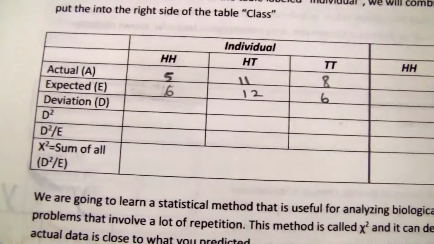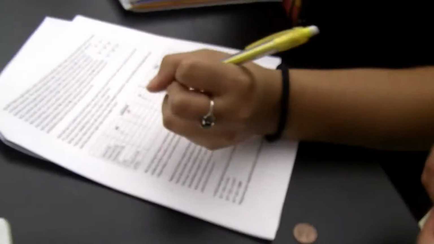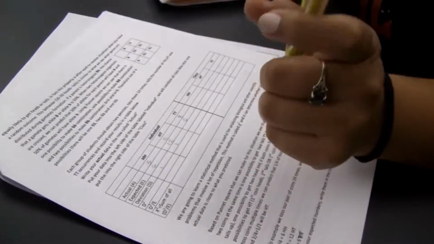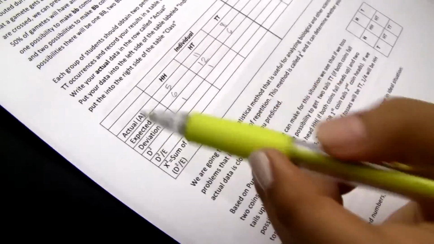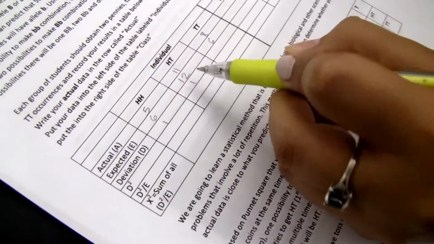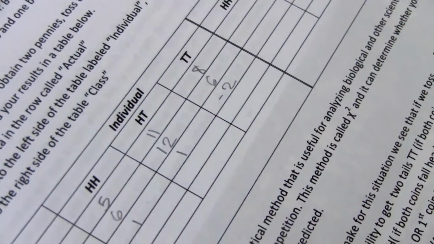Okay, so our expected was 6, 12, 6. Oh, here's our example down here. So what's going on? We're finding deviation, which is going to be our expected minus our actual. So that's 1, that's 1, and then this is -2. Wait, what?